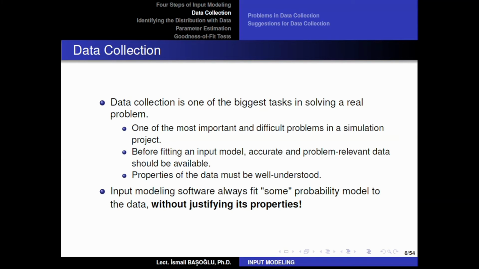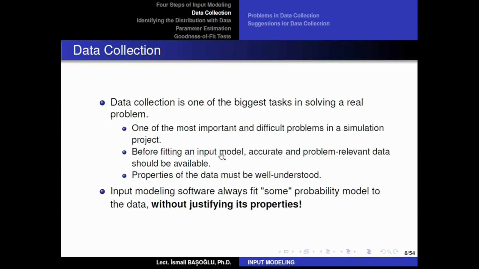However, if the outputs are not validated, most probably this is caused by the input models or the model that you design. It can be caused by many things, but most probably it is related to the input models that you are using. So validation is the most important process. However, another most important process is the data collection phase.